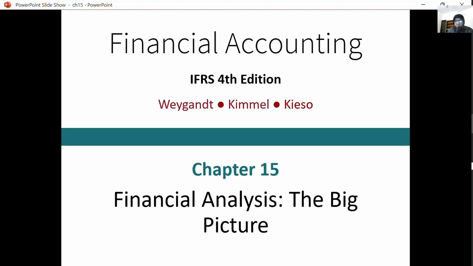The title of the chapter is Financial Analysis. Although this is not the right term, the right label should be Financial Statements Analysis. Now we shall see that we have prepared the financial statements and gone through some of the issues in the valuation, recognition and disclosure of assets and liabilities and revenues and expenses.